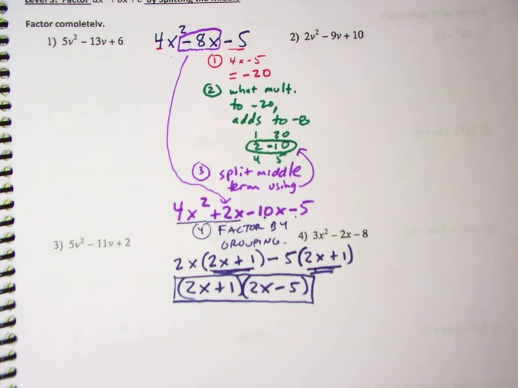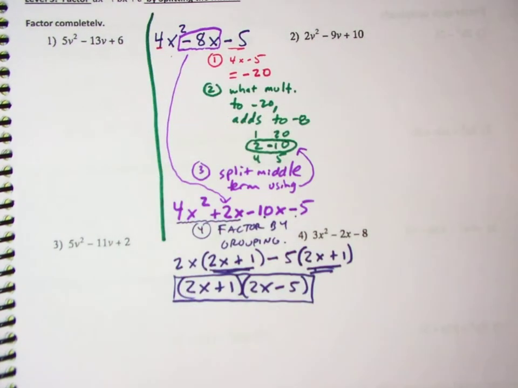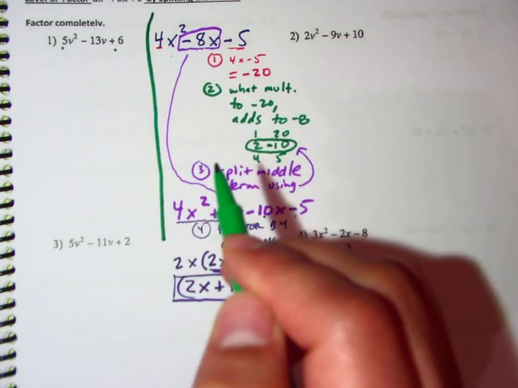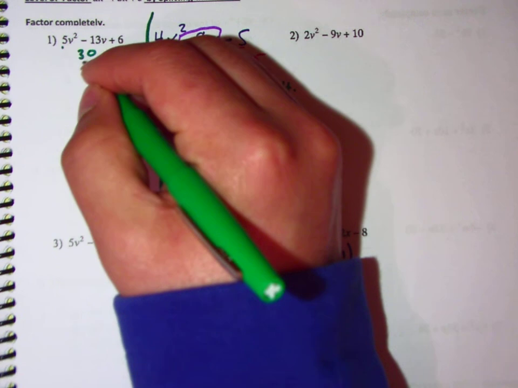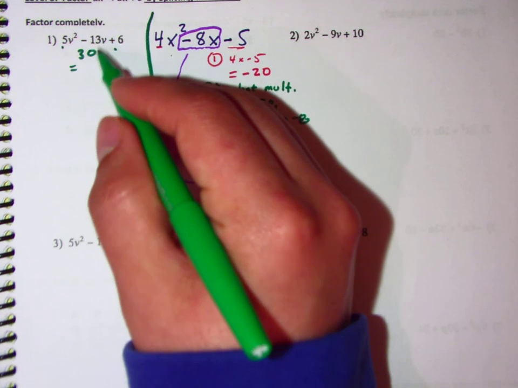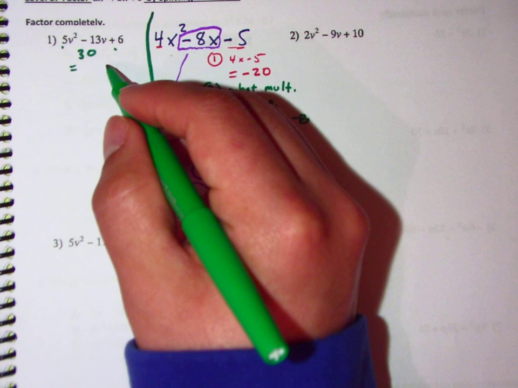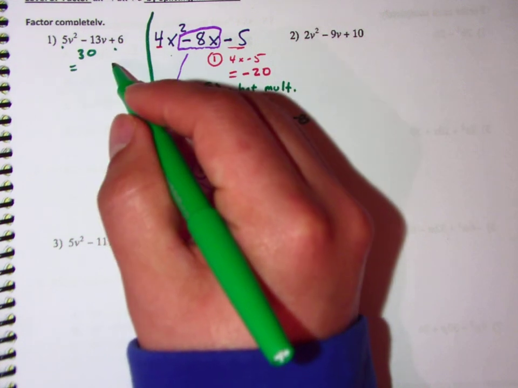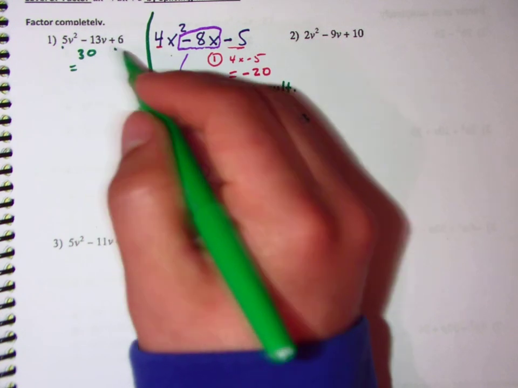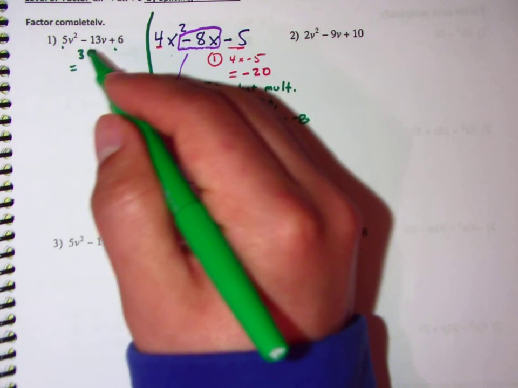Okay, so let me see if I can squeeze it in over here. All right, so first I do 5 times 6. That's 30. And now, what multiplies to 30 but adds up to negative 13? Well, I got 1 and 30. That's not going to work. 2 and 15. Not going to work because I would have to make one of those negative to get the 13, but then I wouldn't get positive 30.